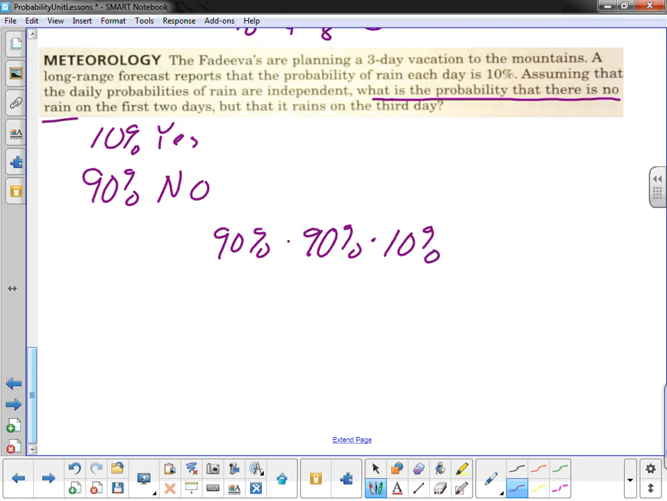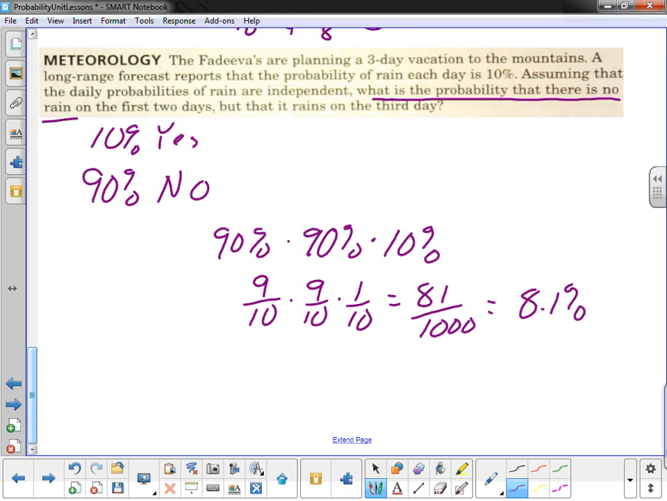So if I multiply out these percents, what do I get? It might be easier to see these as fractions. I get 81 out of 1,000. And if I write 81 out of 1,000 as a percent, I get about an 8.1% chance that this is going to happen, that the first 2 days are not going to rain and the third one's going to rain.